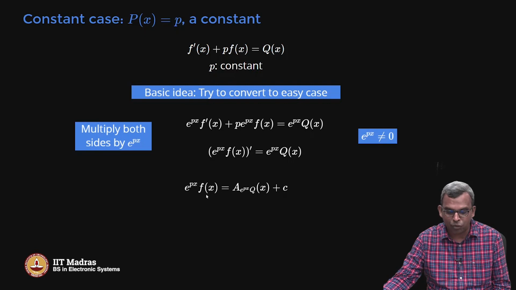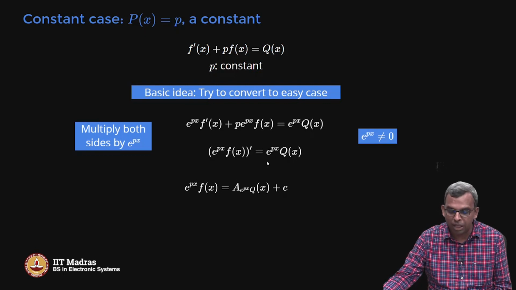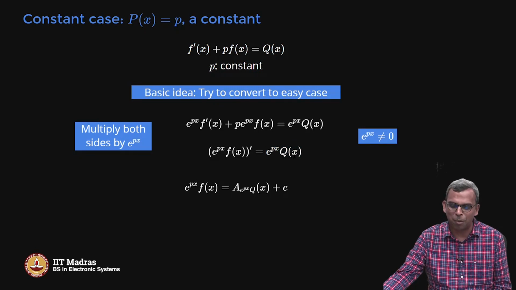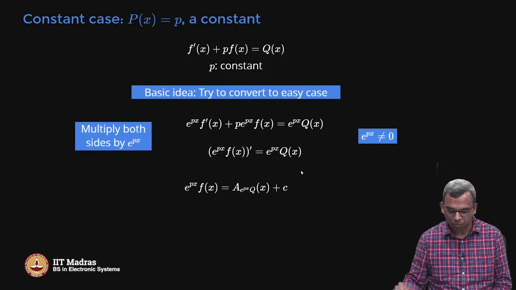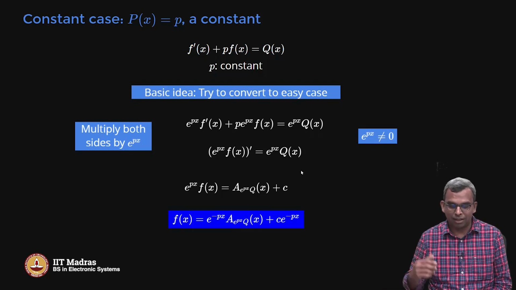E power px f of x is the antiderivative of e power px times q of x. So this is the antiderivative of this guy. Okay. So if I differentiate it, I'm going to get this. So of course I should be able to find the antiderivative of this. That's the problem, but this is just a standard problem, right? I'm going to find an antiderivative here. Okay. So that is the final solution.